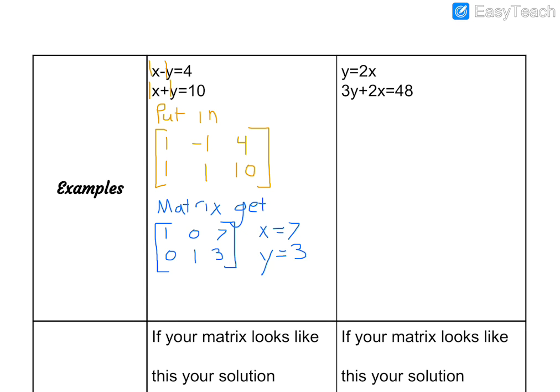And we do want to write this as an ordered pair, so our ordered pair is going to be 7, 3. And that is our solution to the system of equations.